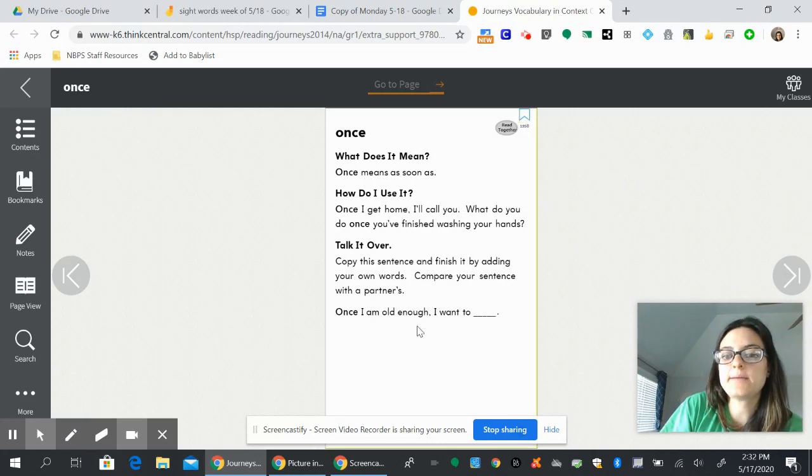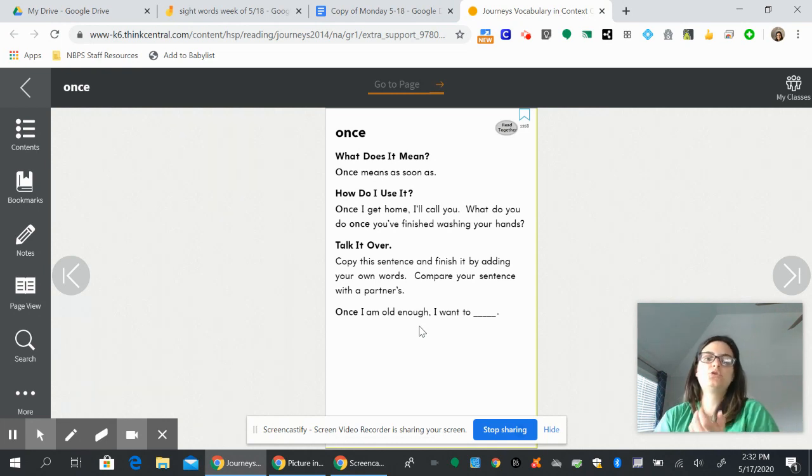Once I am old enough, I want to. What is something that you can't wait to do when you're old enough? So maybe once I'm old enough, I want to drive, right? Or once I'm old enough, I want to travel. Maybe you want to go to different places in the world. Or once I am old enough, I want to maybe be a mom or be a dad, right? So that's when you get older.